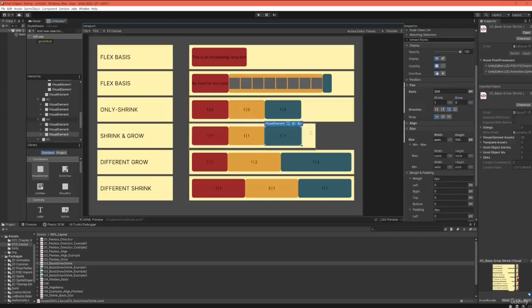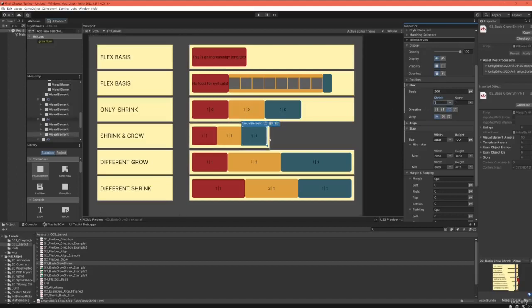So as long as we had surplus space, too much space, they are growing. That's when they're looking at the grow property. And the moment when we reach this threshold where the flex basis is actually reached, the ideal size is actually reached, this is when the shrinking kicks in. So only now when we change the shrink, they would have some different behavior. So that's kind of important to notice.